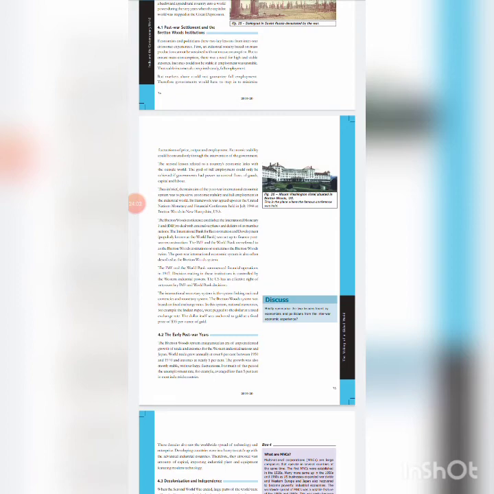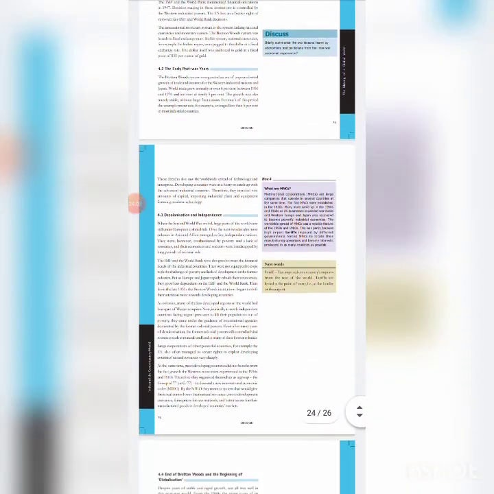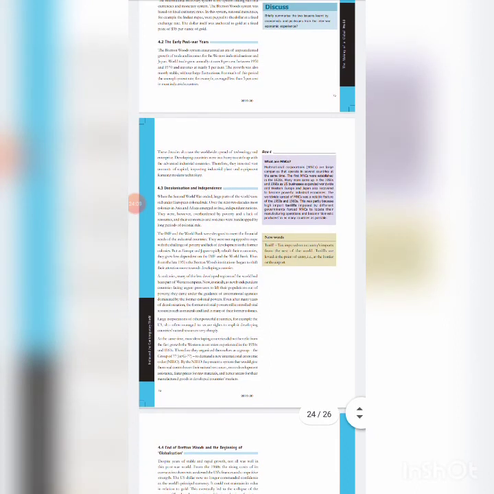Now, the early post-war years. An era of unprecedented growth of trade and incomes was inaugurated by the Bretton Woods system for the Western industrial nations and Japan. During these decades, technology and enterprise were spread worldwide.